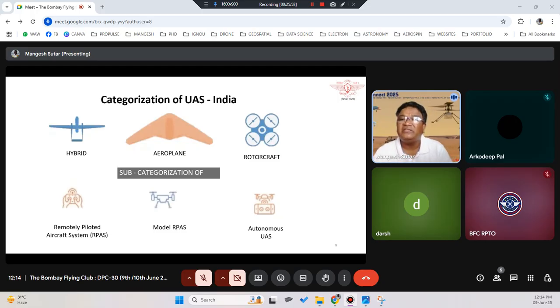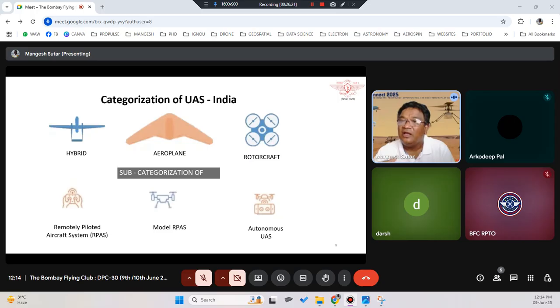So these certifications have not been authorized by DGCA as of now for the training centers. Okay, so these are not there. Only rotorcraft and hybrid are currently available as remotely piloted aircraft system. They will subsequently open up for hybrid, autonomous, as well as aeroplane, depending on the requirement.